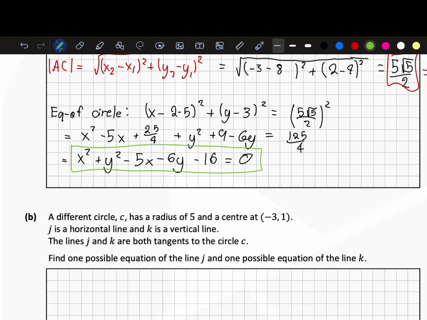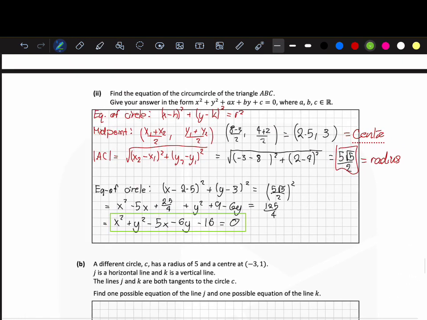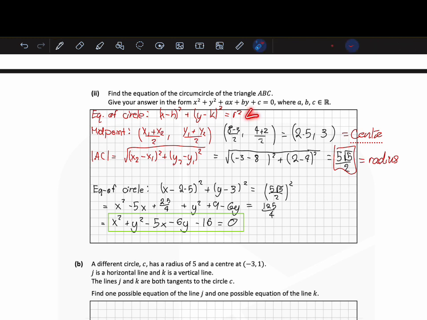It's all about just breaking down the question. What do I need to find the equation of a circle? Well, it's going to be this equation right here. What do I need? I need my center. What is the center? It's the midpoint of AC. And then I need my radius, which is this. Plug everything back in, simplify, and that's what you get.